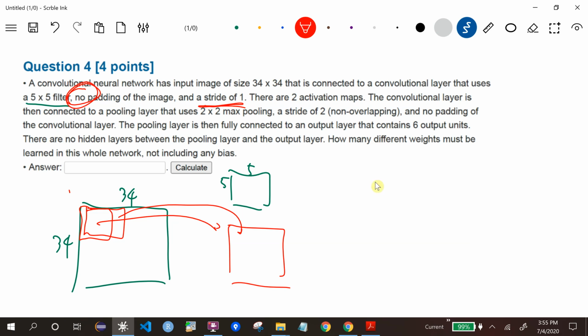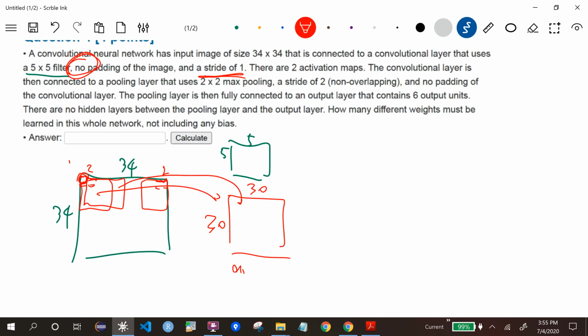So now we need to figure out how many of these activations there are. It turns out if we start here, then we are missing the first 2 units, and we're also missing the last 2 units. So basically, we do not have a convolution for the first 2 units from the left and the last 2 units from the right. So it turns out here it's a 30 by 30 activation map. So this is our activation map in the first layer.